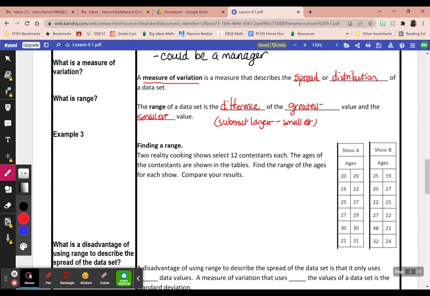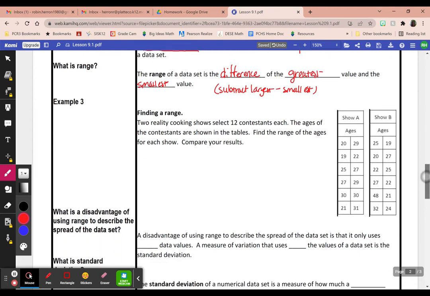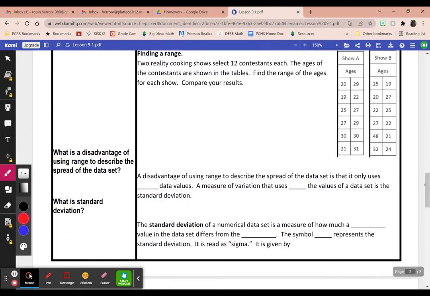Okay? All right, so finding the range. 2 reality cooking shows select 12 contestants each. The ages of the contestants are shown in the tables. Find the range of the ages for each show. Okay? The one thing you have to be careful of here is that they're not always in order. So if you're looking just at the very first and the last number, you have to be very careful because they're not always going to be the biggest and the smallest, right?